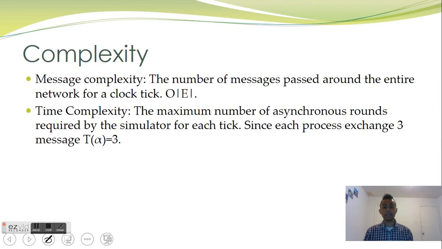The complexity. While dealing with synchronizers, we generally consider two types of complexities: the message complexity and the time complexity. The message complexity is the number of messages passed around the entire network for a clock tick. The message complexity for the alpha synchronizer is O of E, where E is the number of edges. The alpha synchronizer is considered to have a high message complexity. This is because of the characteristics of the alpha synchronizer.